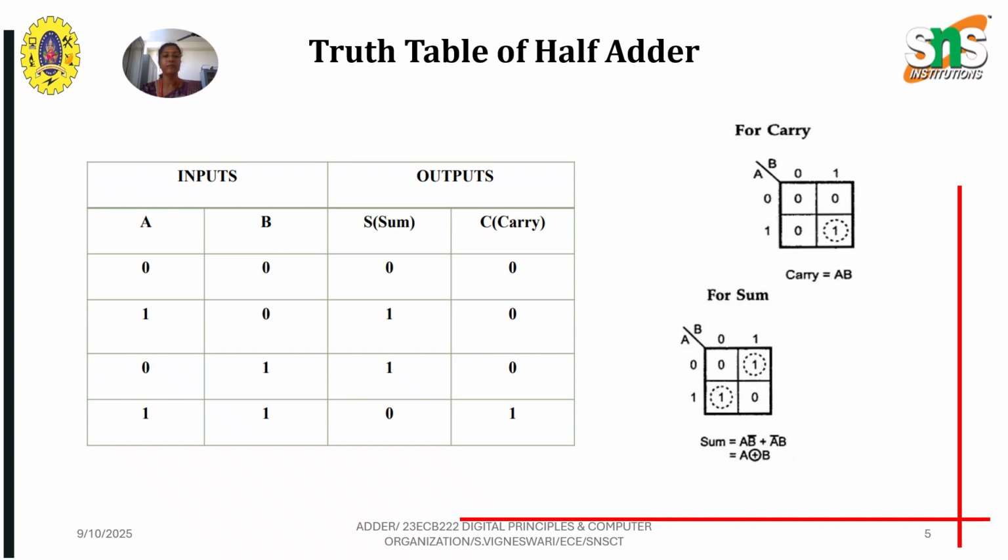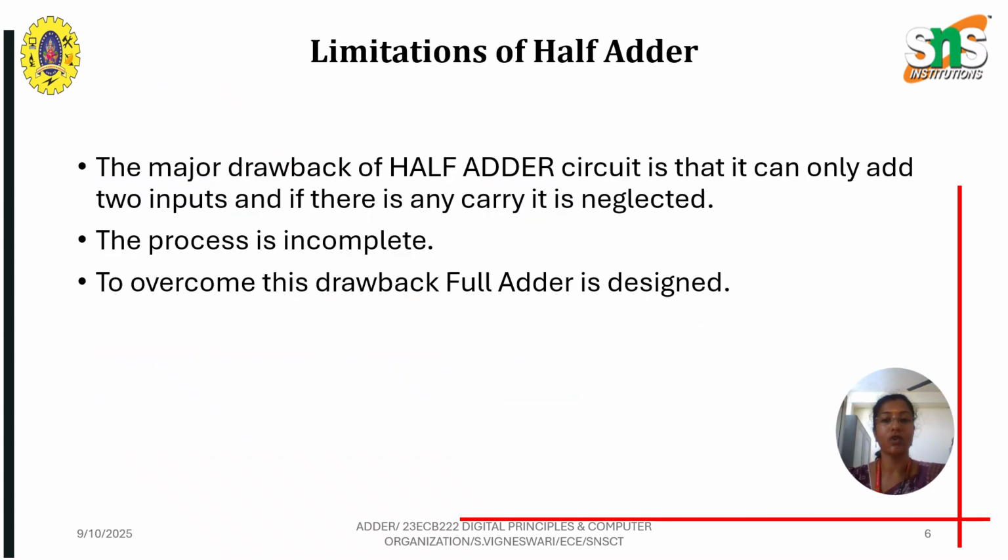And for the sum, we have two cases of 1. One is when A and B are 1 and 0, and the other when A and B are 0 and 1. So for these two values, we get the sum output. So sum is equal to A B bar plus A bar B. This is nothing but an XOR gate. So A XOR B, and hence we provide the result of A exclusive OR with B for sum and A dot B for carry.